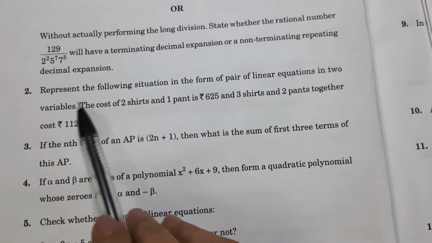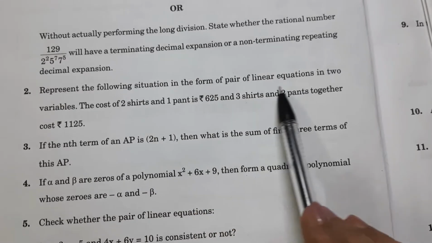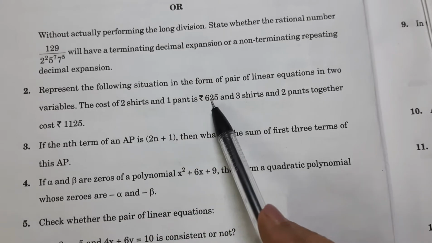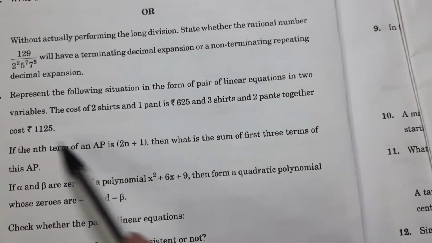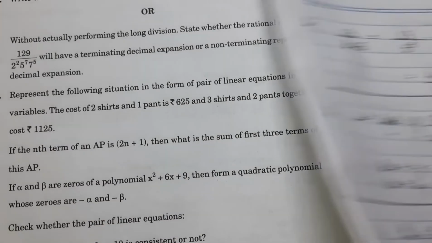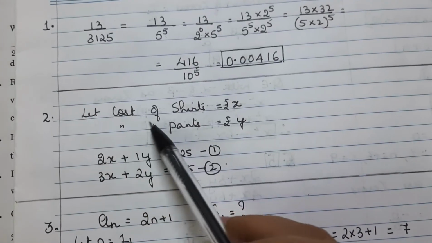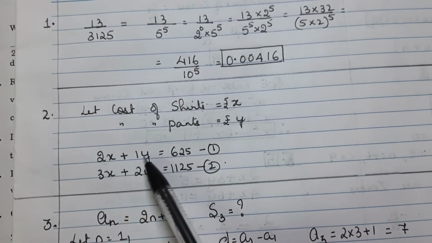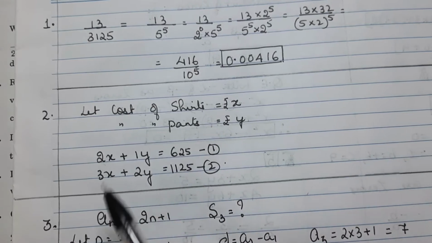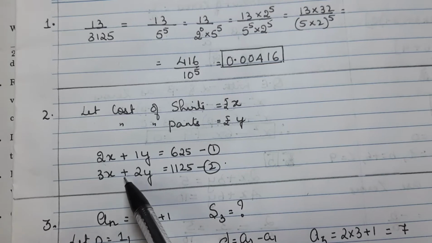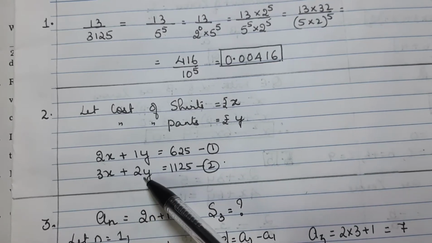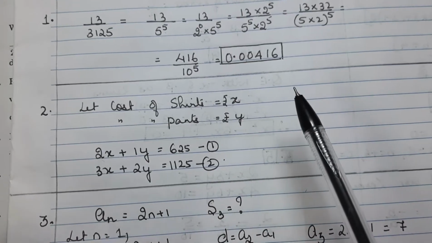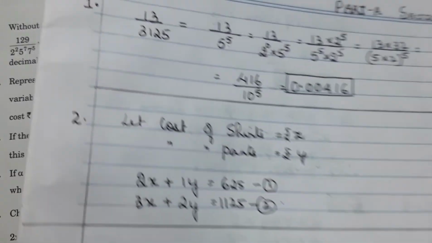Next one is, represent the following situation in the form of a pair of linear equations in two variables. The cost of 2 shirts and 1 pant is 625. 3 shirts and 2 pants together is 1125. This is quite simple. So mention, let the cost of a shirt be rupees x and of a pant be rupees y. So 2 shirts, 2 into x plus 1 pant, y, equal to 625. Second condition, 3x plus 2y, 3 shirts and 2 pants together will be 1125. They asked us to frame the linear equations, so we'll frame it here and that's it.